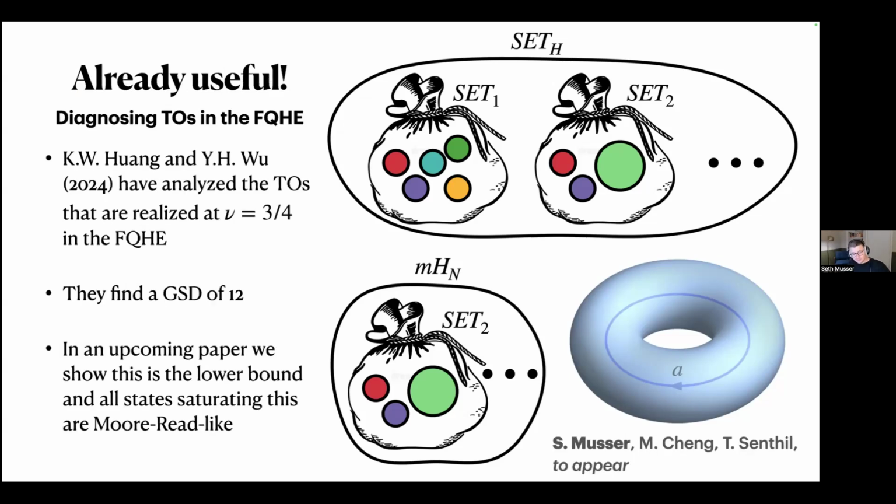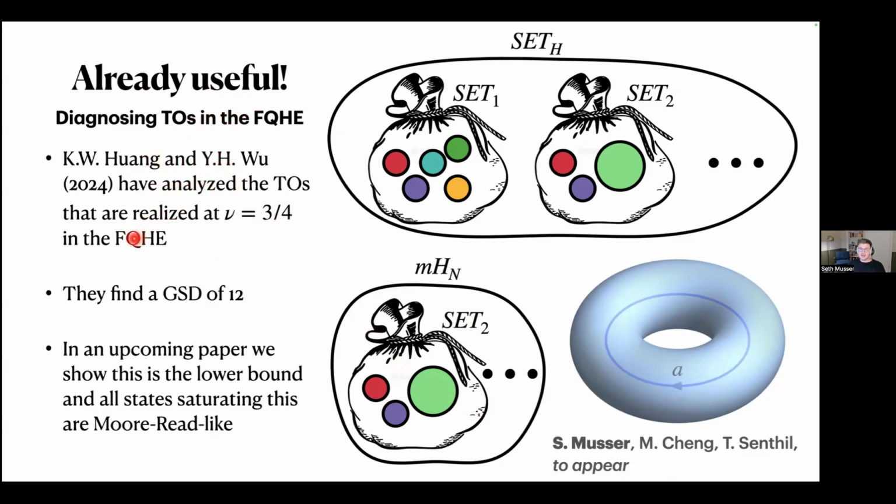And what that means is if we're able to prove minimality, if we're able to establish some lower bound on the number of anyons, then that can be really helpful for someone doing exact diagonalization who wants to determine what topological orders they're realizing when they find so many ground states. So this is actually already being used.